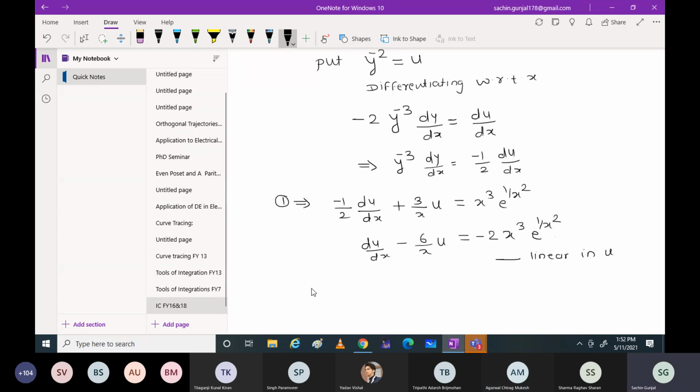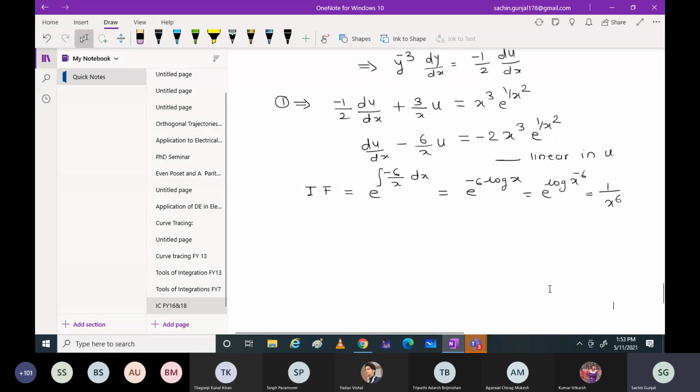So this is linear in u. So what is its integrating factor? The integrating factor is e raised to integral minus 6 by x dx. Correct. So this is e to the power minus 6 log x, which is equal to e raised to log x to the power minus 6. So basically it is 1 by x raised to 6. Okay, so the integrating factor is 1 by x raised to 6.